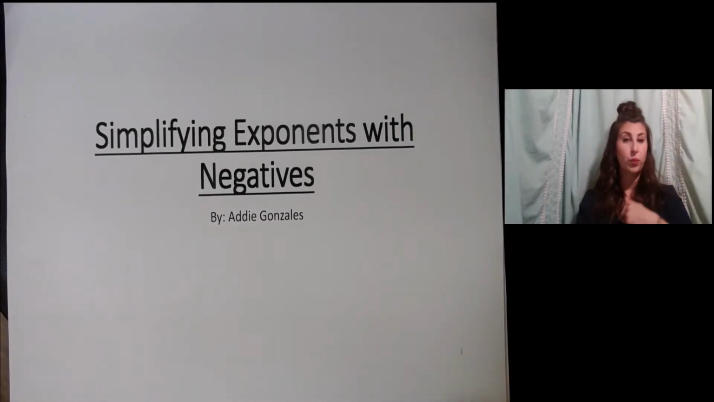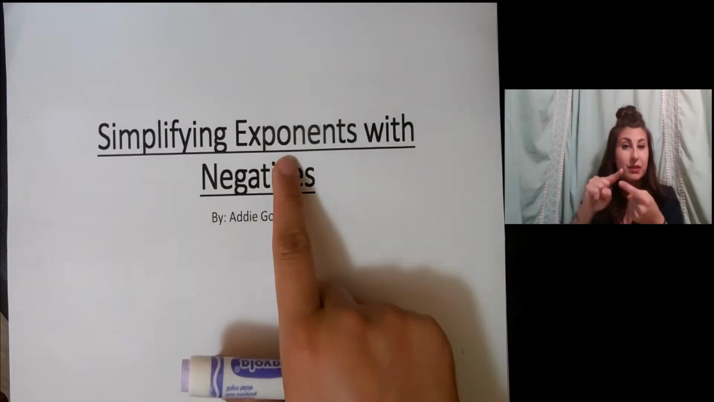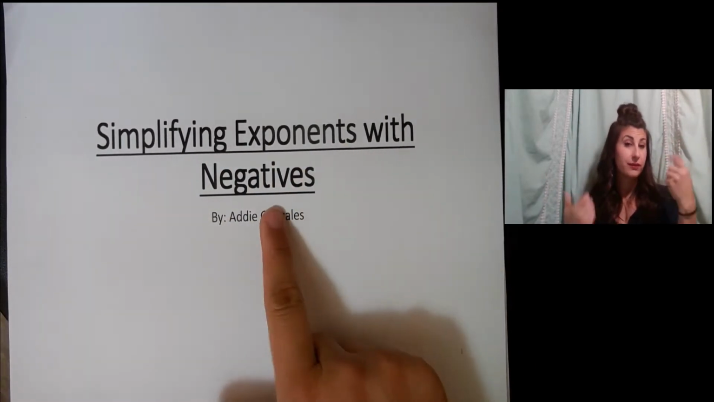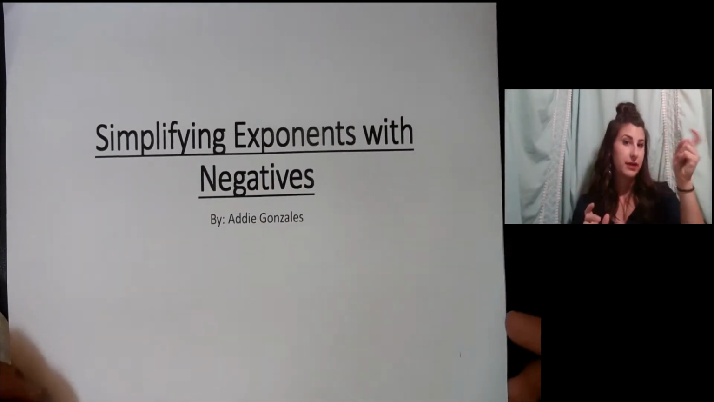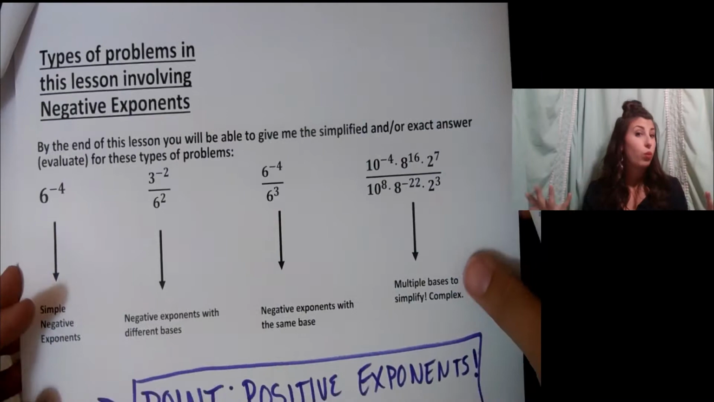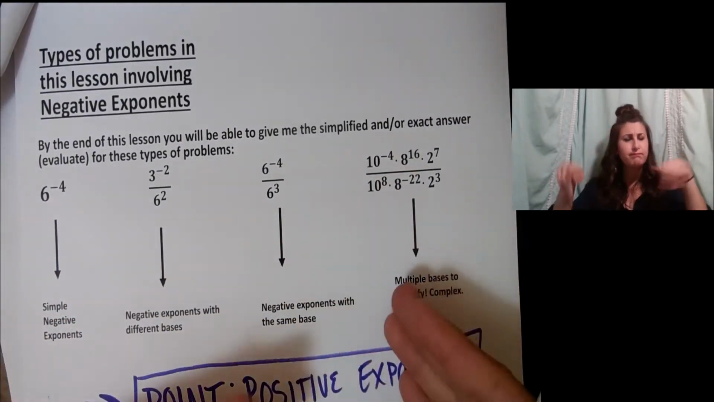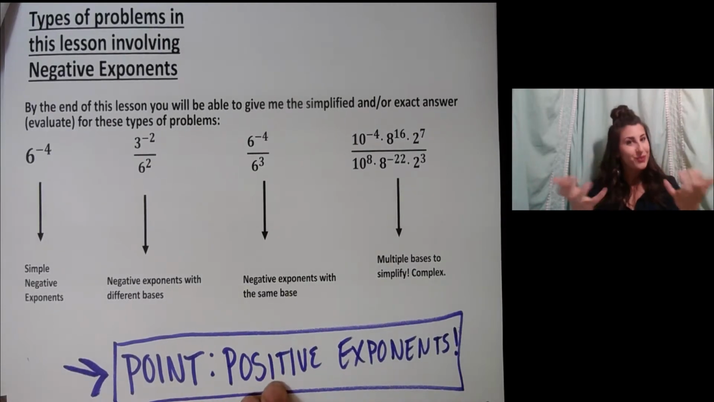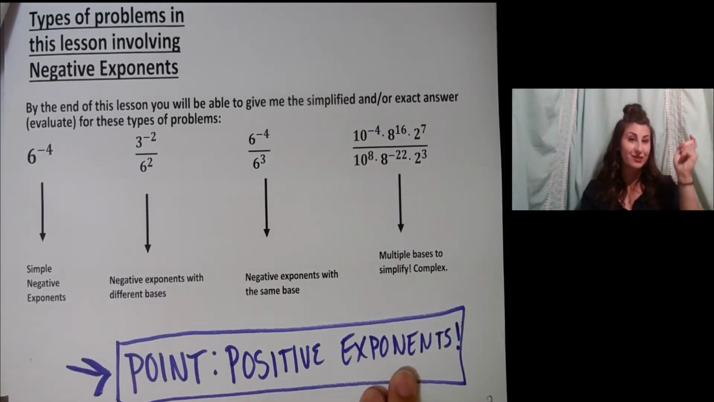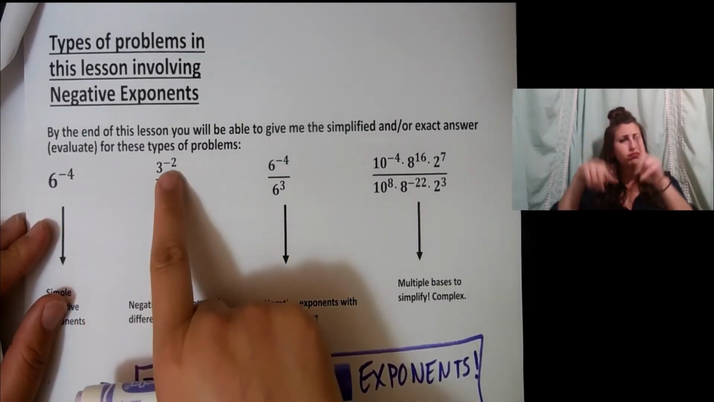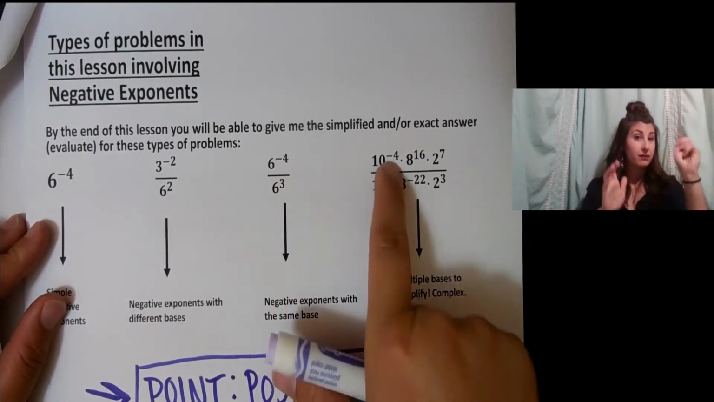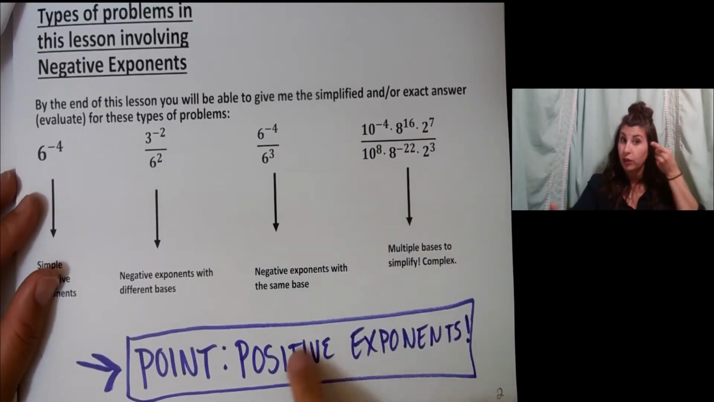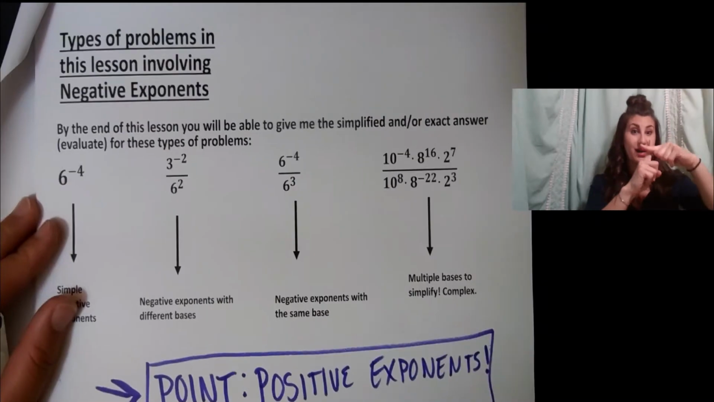This lesson we are going to be learning about simplifying exponents that have negatives. For what we're doing, we're going to see lots of different types of problems. The whole point of these problems is to have positive exponents. So you're going to be given a variety of problems that have negative exponents in them. Again, the point is to have positive exponents.